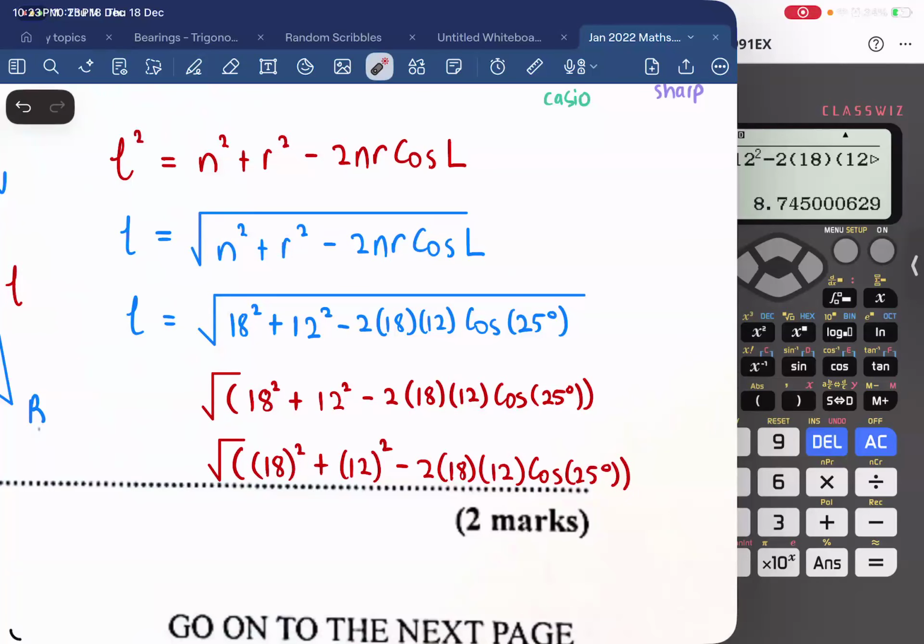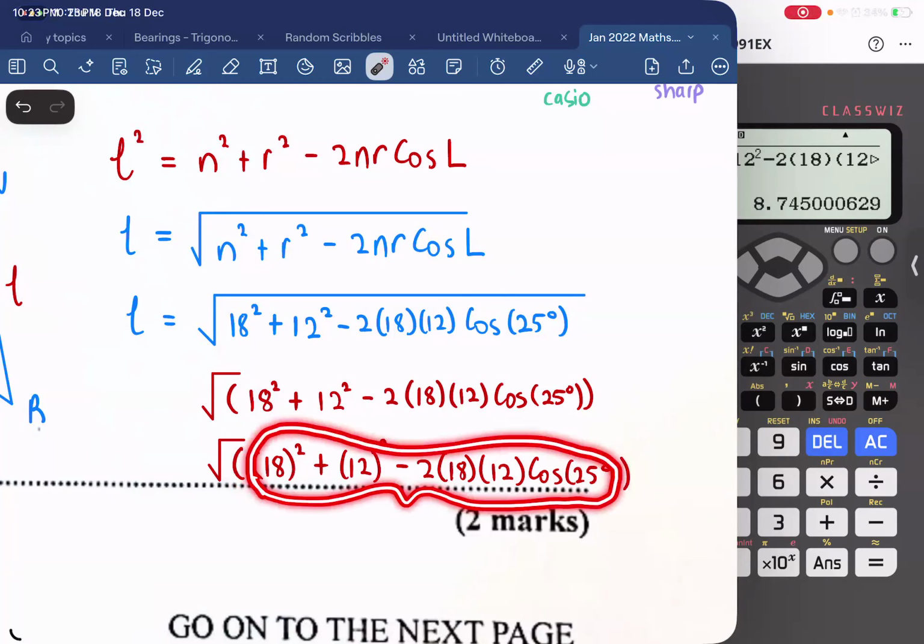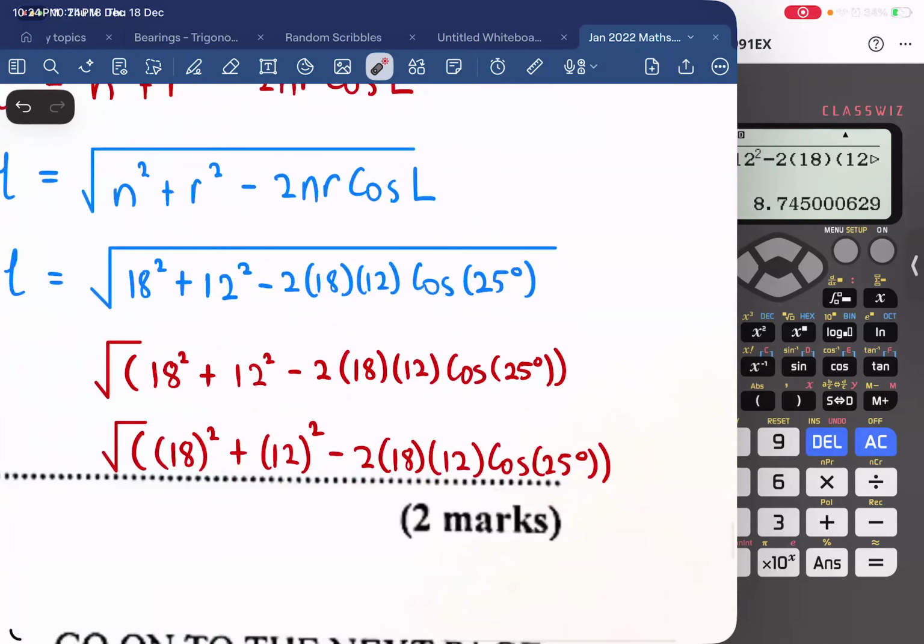What I'm saying is that the Sharp might find the square root of only one term, so to counteract that, we just put brackets. If you notice, this is the entire thing on the inside, and we put open bracket, close bracket, so that the calculator knows to find the square root of the entire thing. So make sure you have those brackets. Guys, make sure you get that 8.74 before we end today. I would hate for you to get the question wrong because of a calculator error.